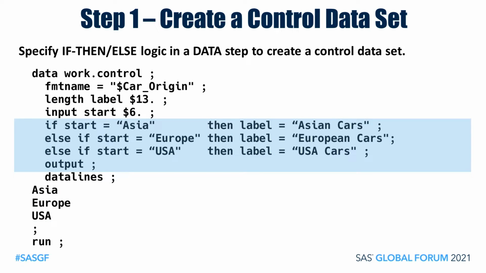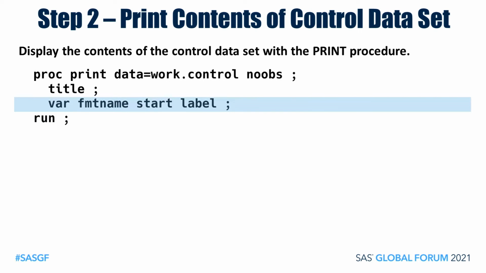Then we're going to apply our logic. If start equals Asia, then assign Asian cars to label. Else, if start equals Europe, then assign European cars to label. And finally, if start equals USA, then assign USA cars to label. For validation purposes, we'll just display the contents of the control data set that we just created in step one. And we're going to specify the VAR statement, FMTNAME, START, and LABEL, just to validate that we read in the data correctly and that the control data set contains the information we're looking for.